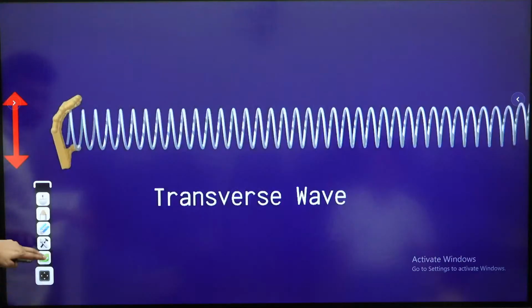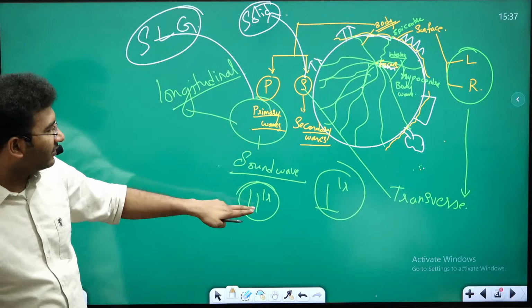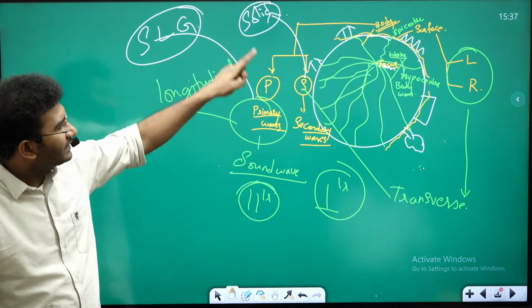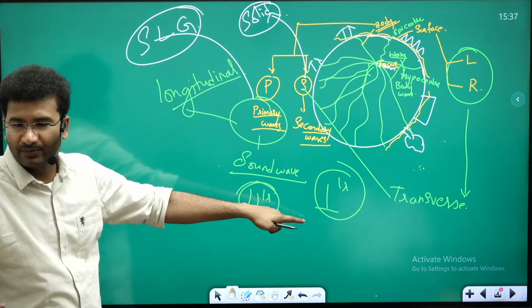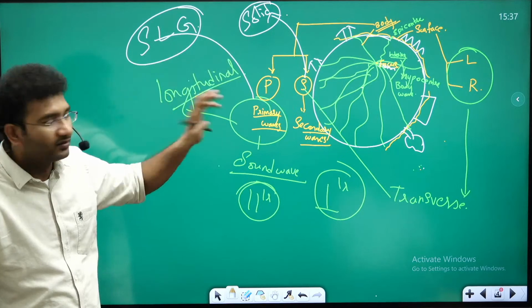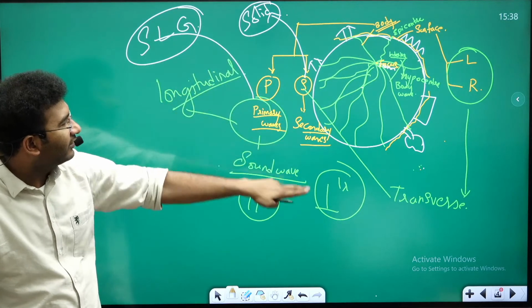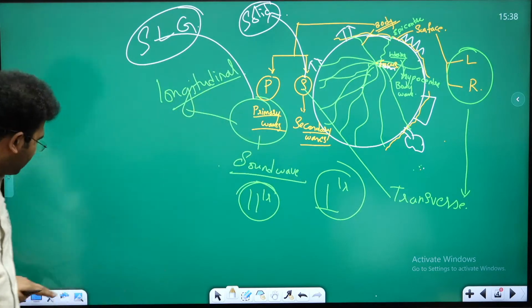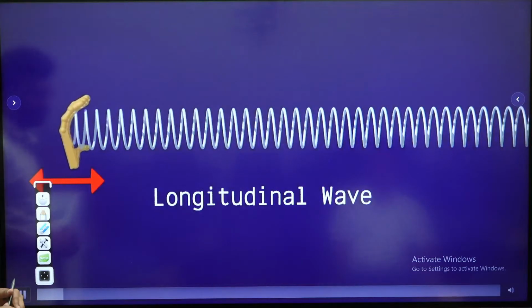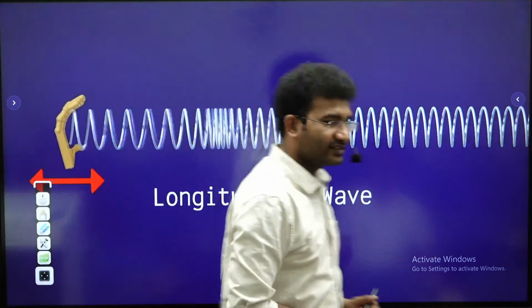Come back. I told you P waves are like sound waves, which are longitudinal waves. S waves are perpendicular to the direction in which they propagate, and they can only travel through solid, and they are transverse waves. See, once look into the characteristics. This is your longitudinal wave.